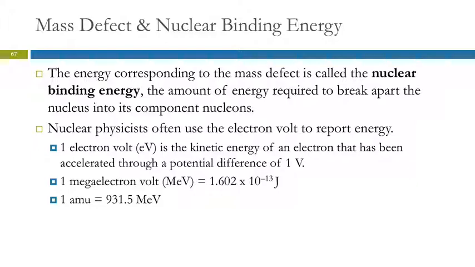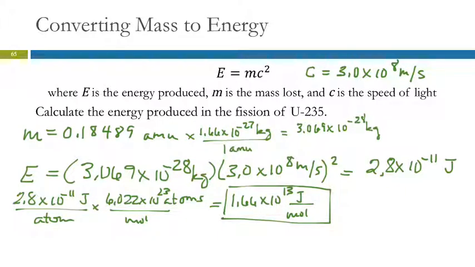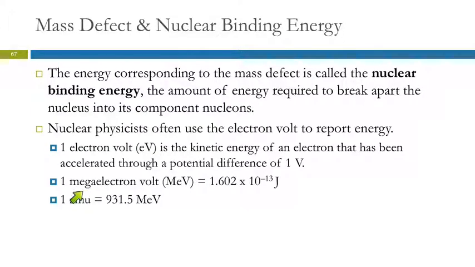So the nuclear binding energy is an energy, and so it can be reported in different units. Nuclear physicists often use the unit electron volt. An electron volt is the kinetic energy of an electron that's been accelerated through a potential difference of 1 volt. So they call it an electron volt. It's a very small quantity of energy. A mega electron volt is 1.6 times 10 to the minus 13 joules. So a mega electron volt is in that range, because what was this number here? This is minus 11 joules for one atom. So this is a reasonable sort of unit when measuring nuclear binding energy of single atoms.